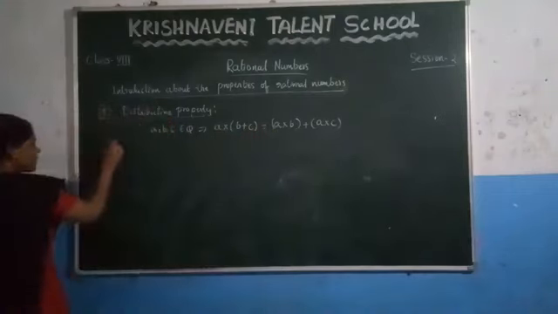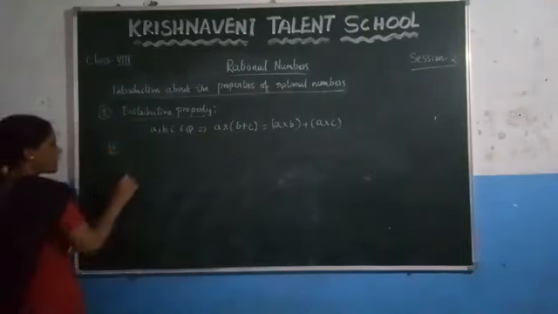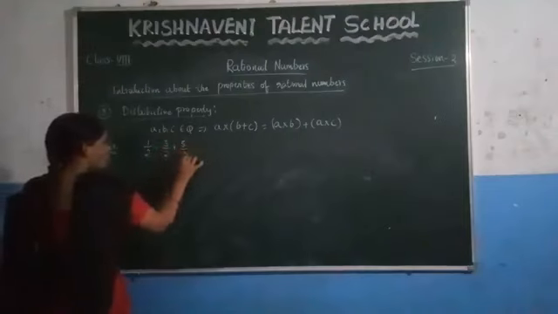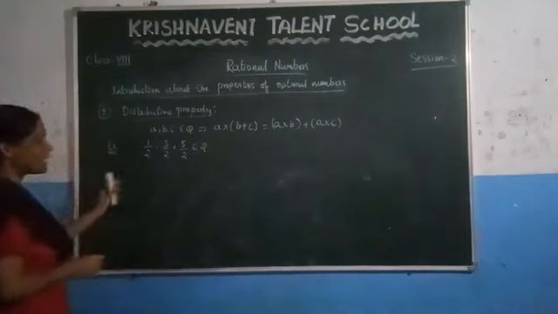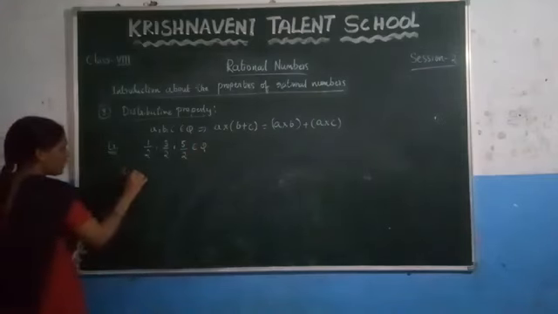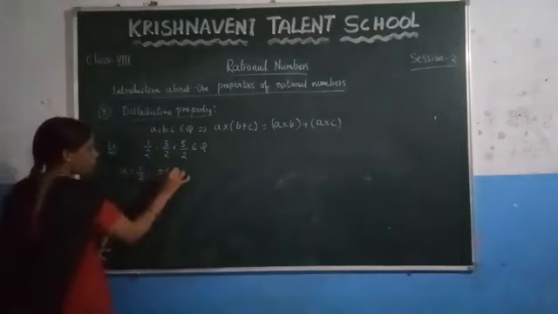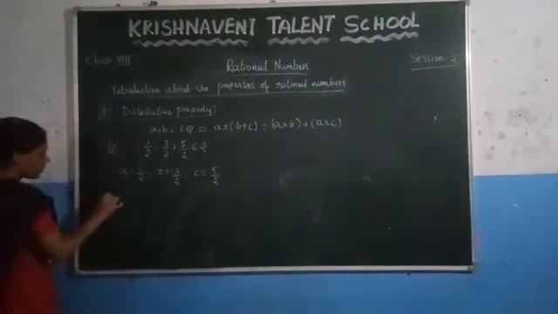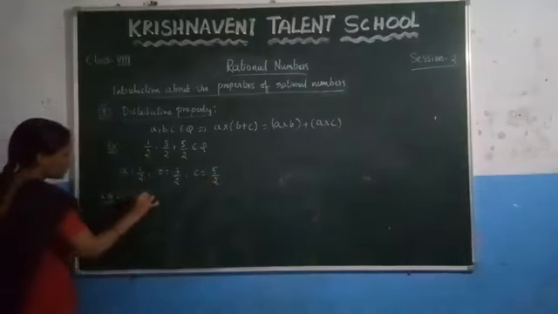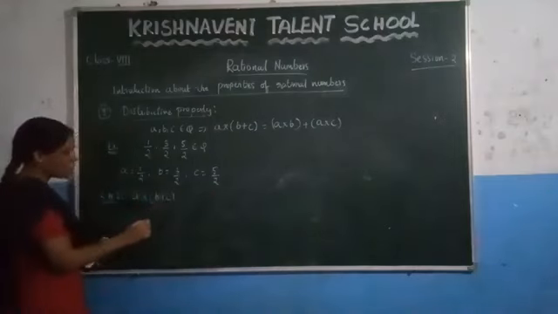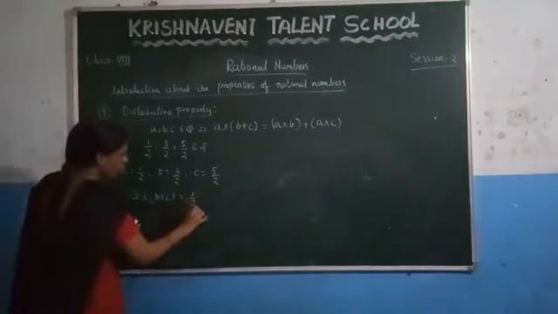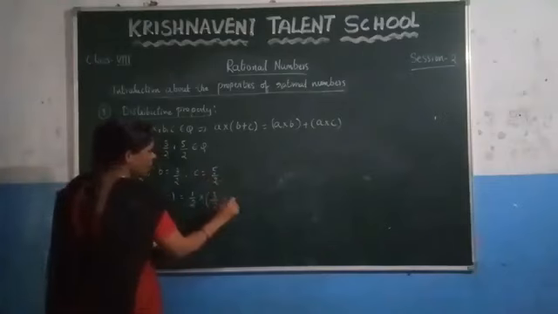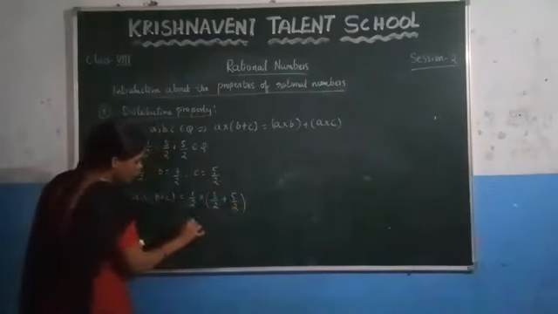Let us solve this by taking an example. Let us consider 1 by 2, 3 by 2 and 5 by 2. You know that all these are rational numbers. Now check the LHS and the RHS. Take the A value as 1 by 2, the B value as 3 by 2 and the C value as 5 by 2. Now check the LHS. You have to solve A into B plus C. What is the value of A? 1 by 2 into, and B is 3 by 2, and C is 5 by 2.